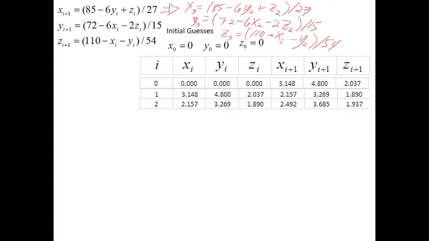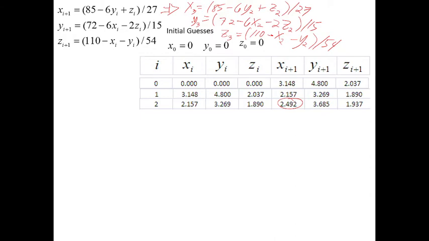Alright, so let's do it. We proceed with x sub 3. So 85 minus 6 times y2. y2 is 3.269, plus z2 is 1.890, and then over 27. We have 2.492.